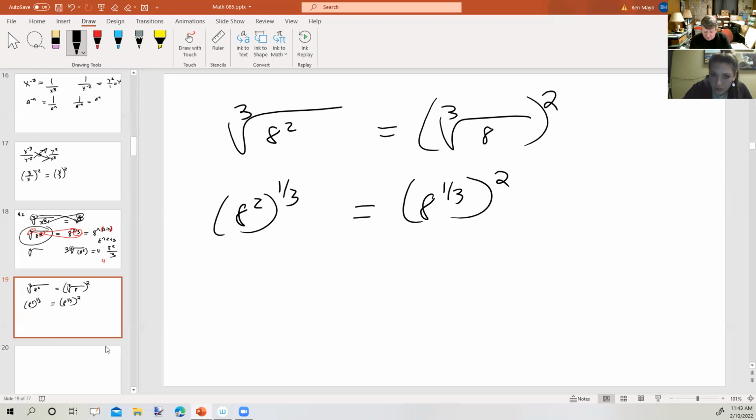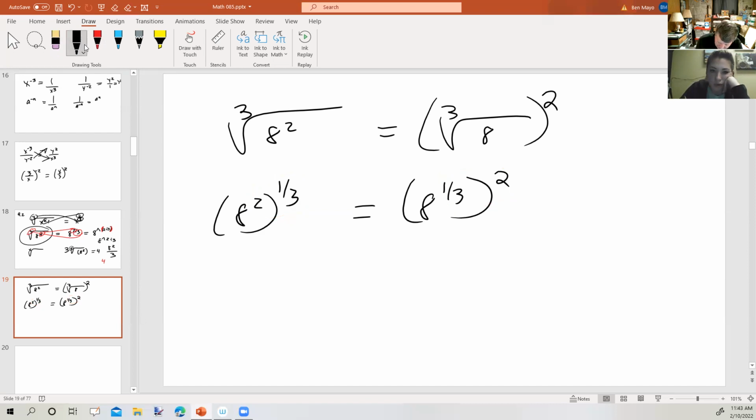What am I doing here? Well, keep in mind, I often ask myself that. What am I doing here? So here, 2 times a third is 2/3. A third times 2 is 2/3. So we're breaking that fraction apart. We're kind of going backwards from what we normally do. But the reason for that is this.